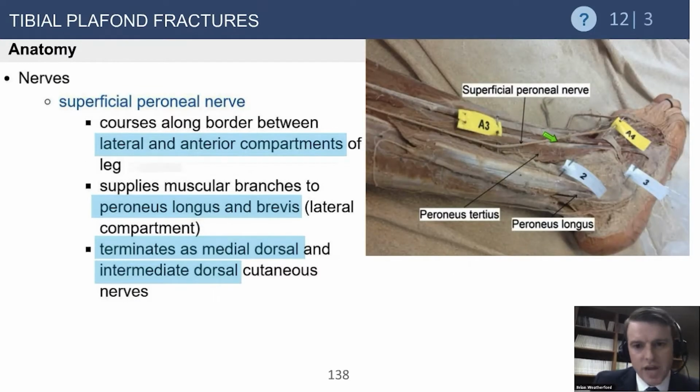Okay, so now we're into the terminal branches of the peroneal nerve. This is the superficial peroneal nerve. This will come in through the lateral compartment. It will exit the fascia of the lateral compartment, and then it will course anteriorly to supply sensation to the dorsum of the foot. More proximally, it supplies the muscular branches to the peroneus longus and the peroneus brevis, and then it terminates as the medial dorsal and intermediate dorsal cutaneous nerves. All of these are at risk during your surgical exposures for fixation of these injuries.